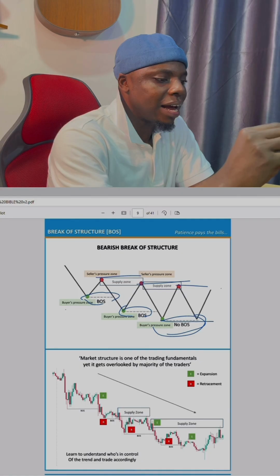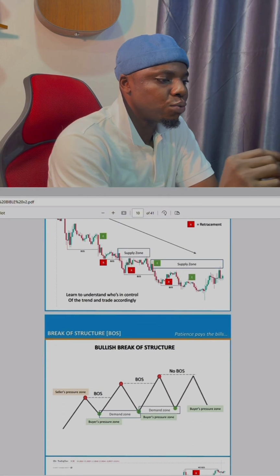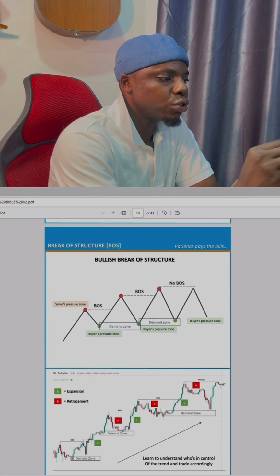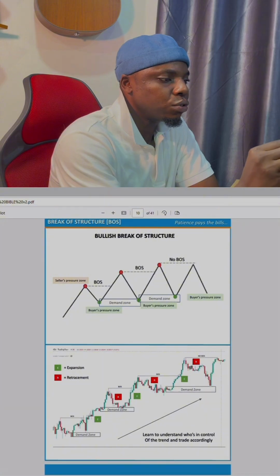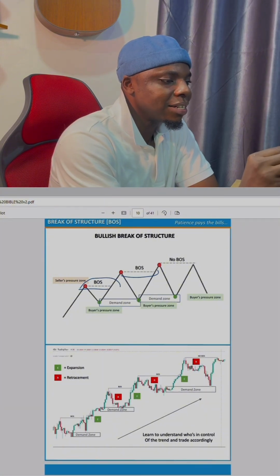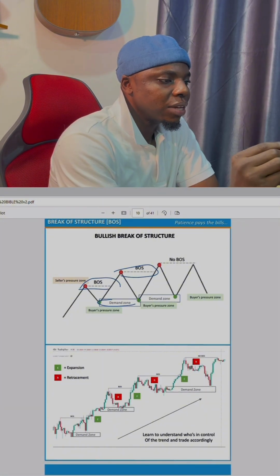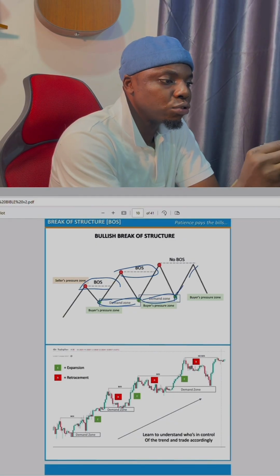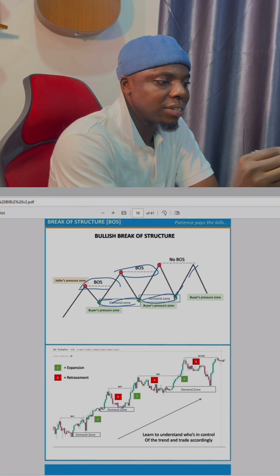While for an uptrend, you expect the market to do what? To continue to break structures to the upside and respect the lows. Here, the market pushed to the upside, but if you see what happened, the market did not really break structure to the upside, and we have a sell.